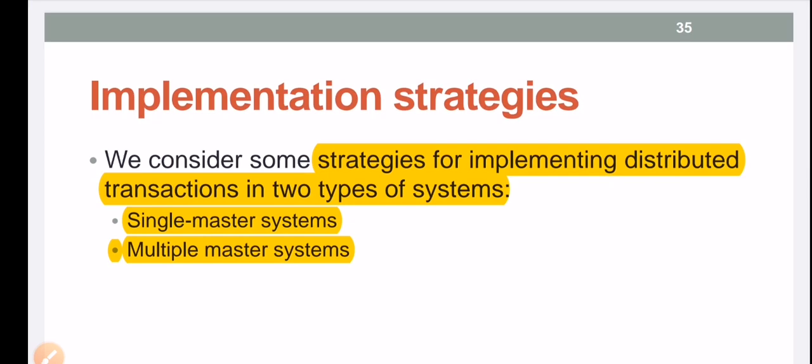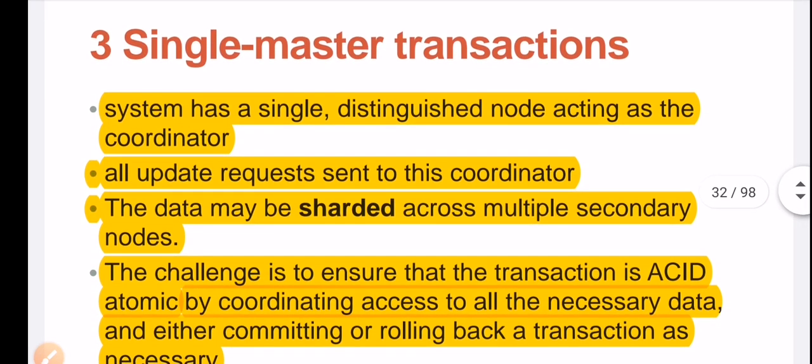We consider some strategies for implementing distributed transactions in two types of systems: the single master system, which we'll focus more on, and the multiple master system. For the first type, the single master system, we have a single master transaction. The system has a single distinguished node acting as coordinator. So we have a coordinator, and all update requests are sent to this coordinator. We cannot send to any other server. Any requests should first be sent to the coordinator. The data may be sharded across multiple secondary nodes.